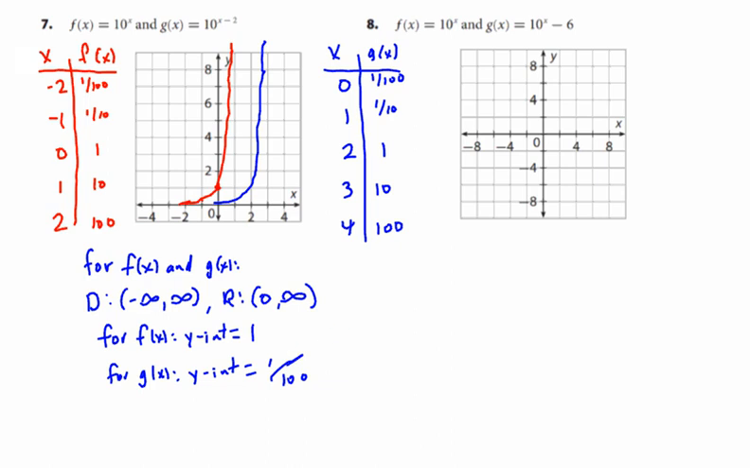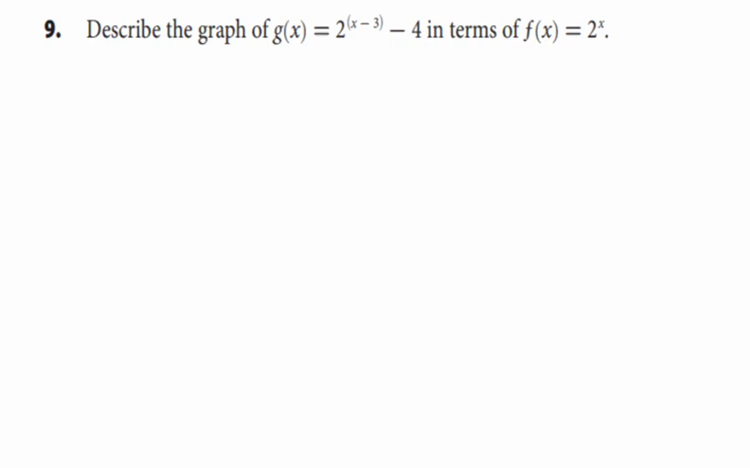Okay. Now, 9 and 10 are different. So we have to describe the graph of g of x equals 2 to the power x minus 3, minus 4. So what we have is, remember that form I showed earlier in this video, f of x equals a times the base to the power x minus h, plus k.